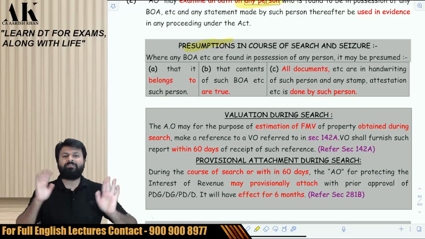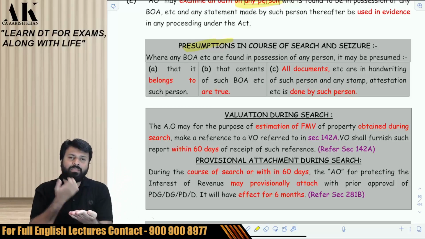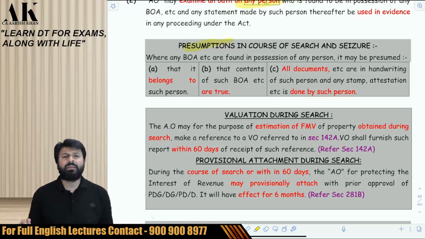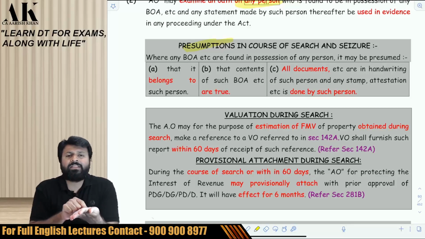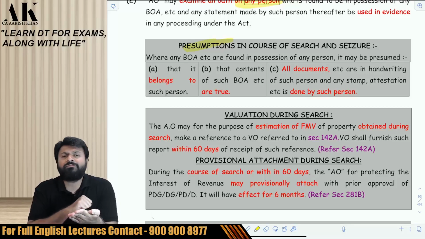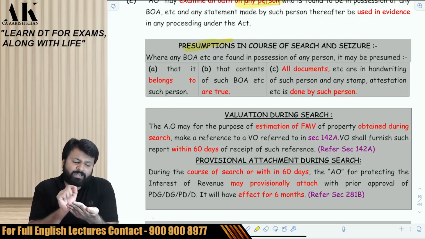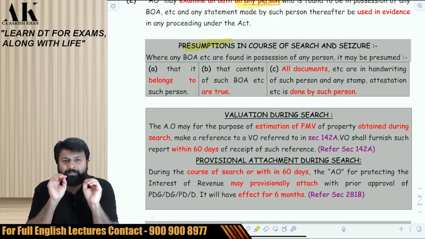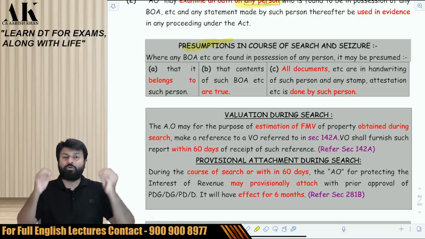So the presumptions are very clear. If some assets are found in the possession of the assessee, it belongs to such a person. If some content is there in the documents, etc., assume it to be true. And if some documents are written, signed, executed, stamped by a person, then assume that it is done by the same person in whose possession it is found.